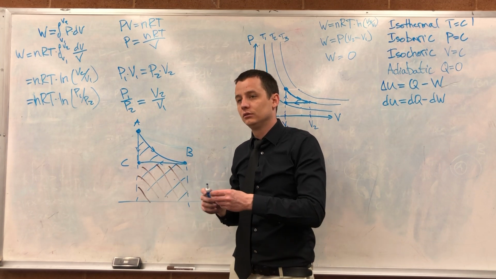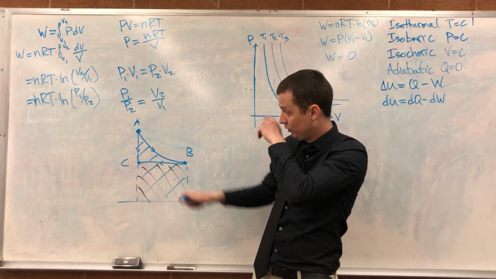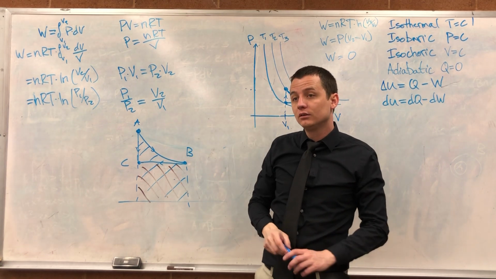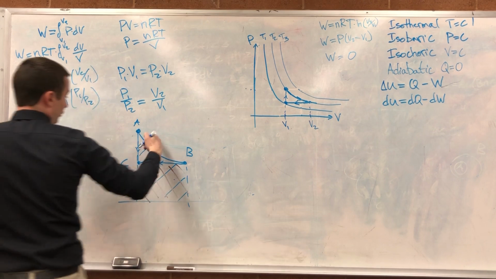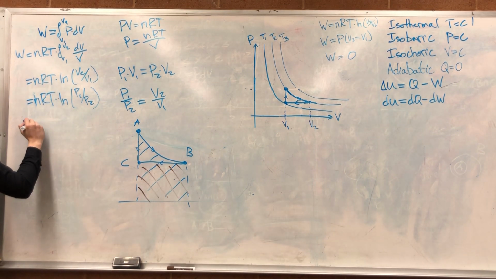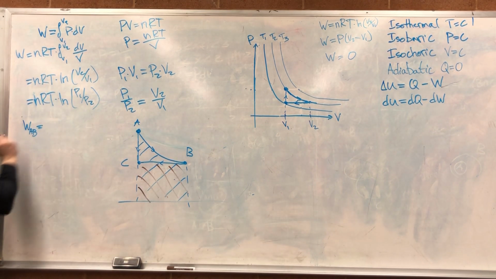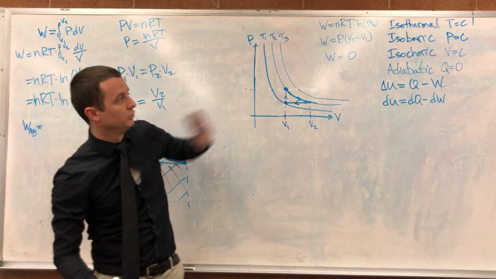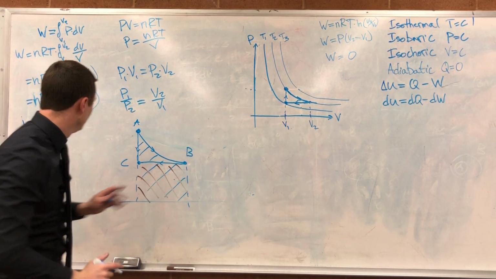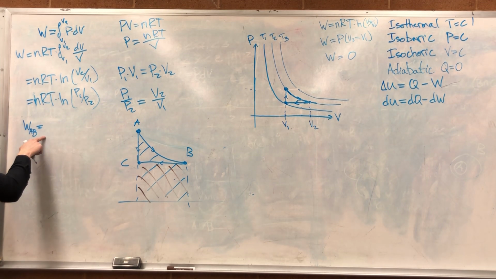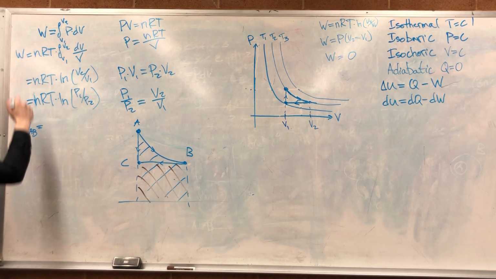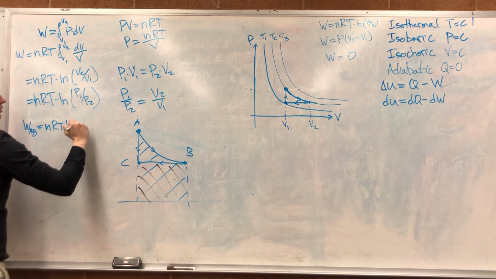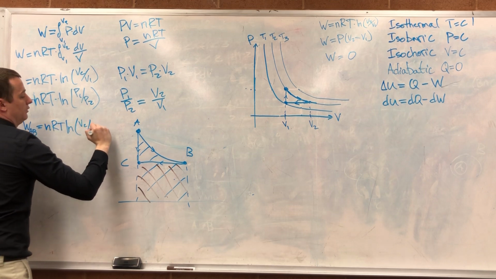How do you find that? You do this work minus this work. We know how to calculate this work, right? So the work from A to B, if we follow the picture I had here, we assumed that was an isothermal reaction. So the work there is going to be RT times the natural log of V2 over V1, right?